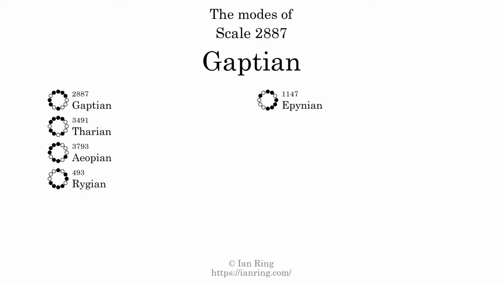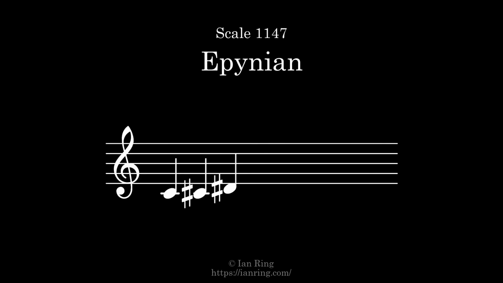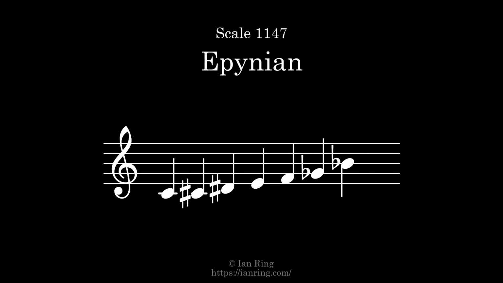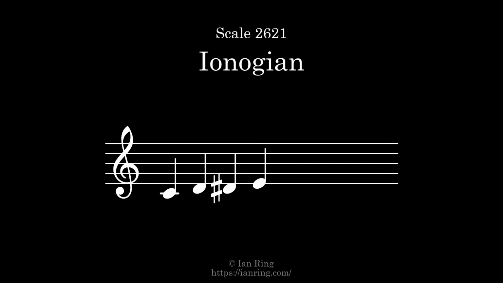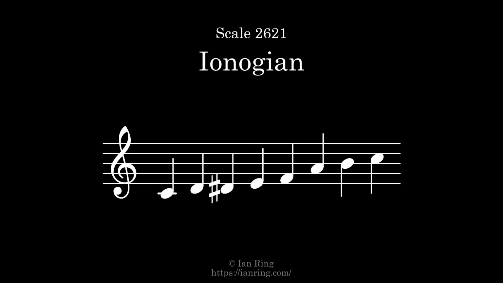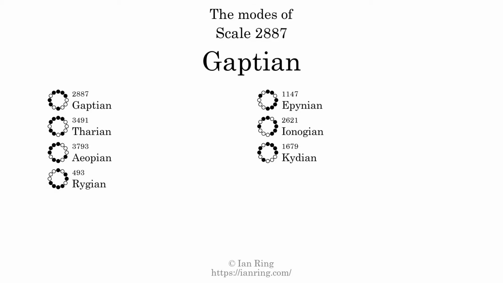The fifth mode is scale 1147, also known as Opinion. It sounds like this. The sixth mode is scale 2621, also known as Arnogen. It sounds like this. The seventh and last mode is scale 1679, also known as Kaidian. It sounds like this.